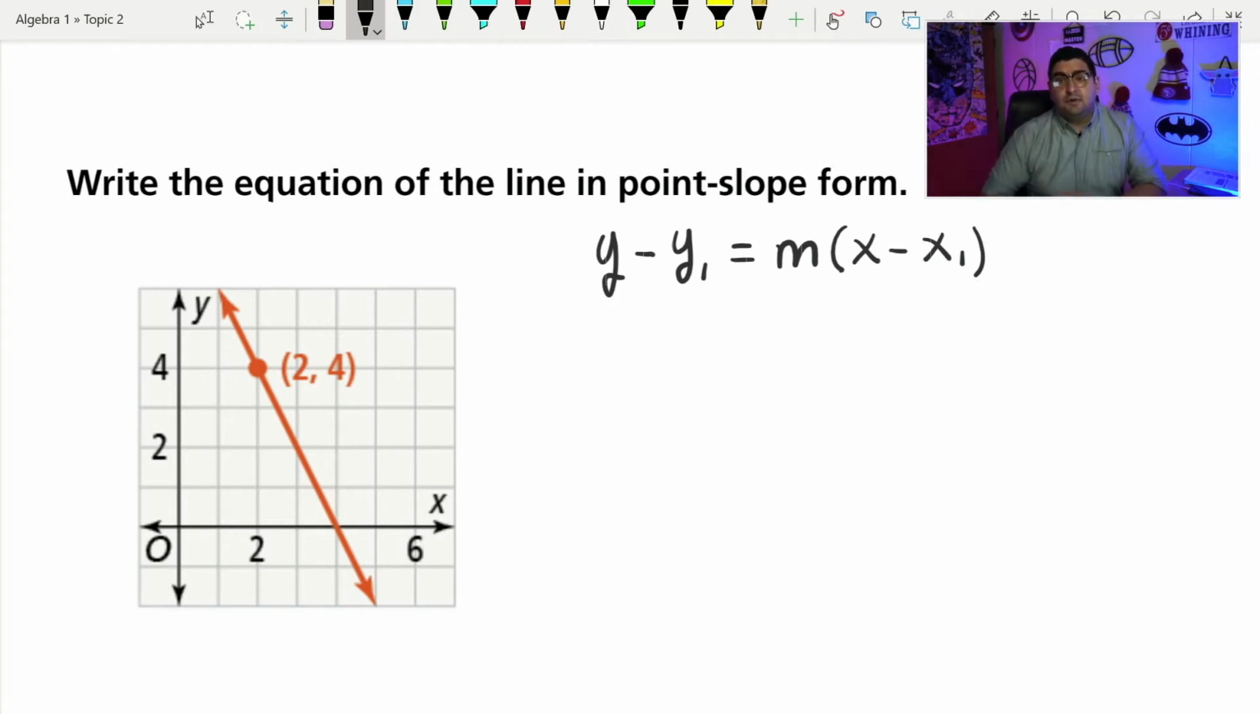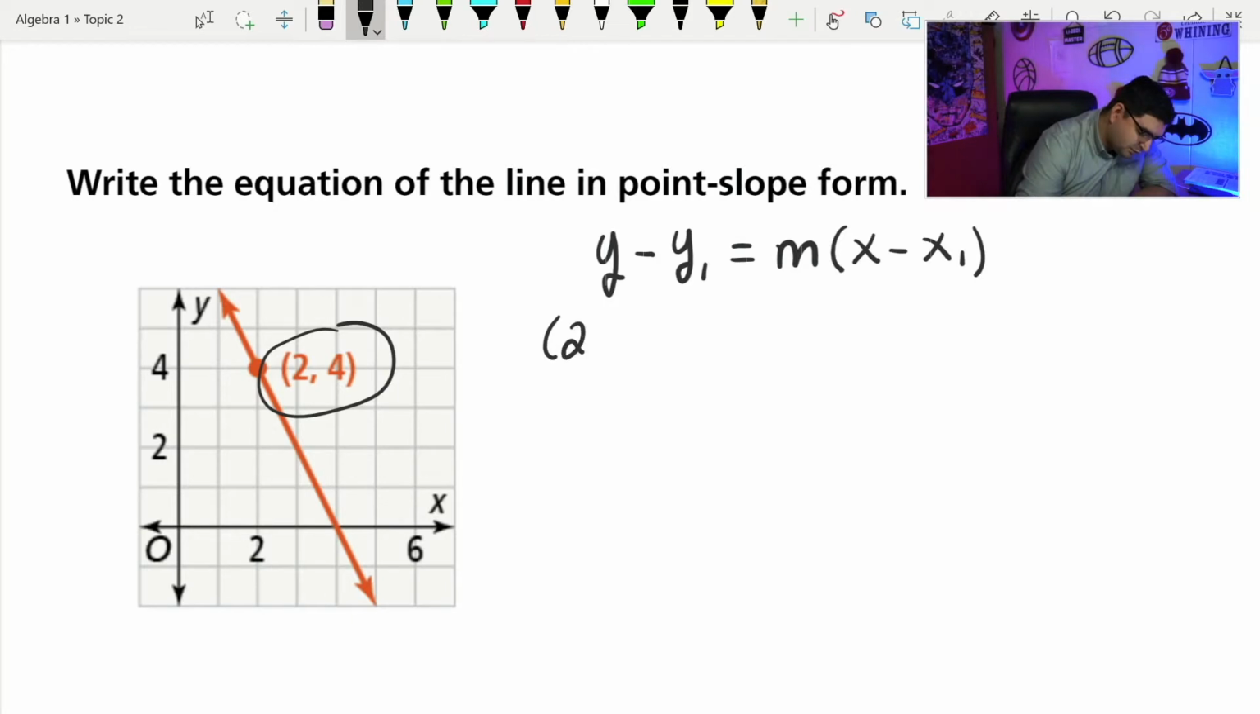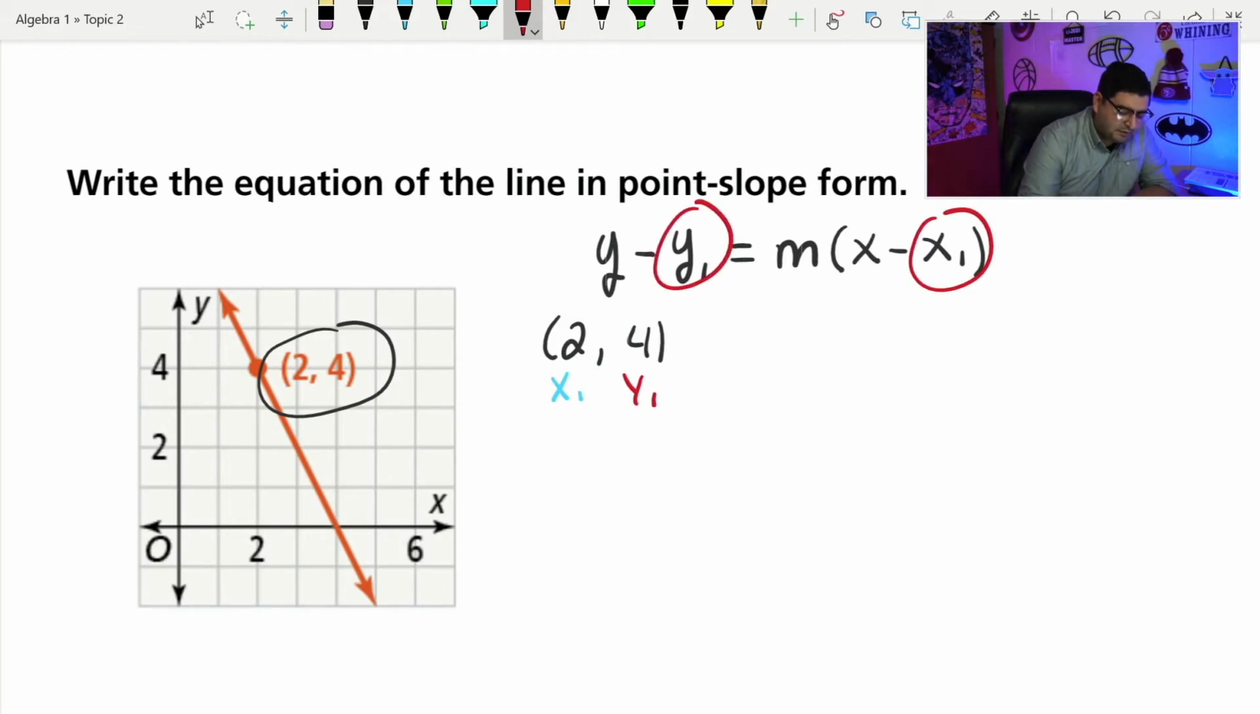So we're looking for one point and we're looking for the slope. Well, I can actually use this point. They've already labeled a point for me, so why not just use that one? If I choose the point (2, 4), they are telling me that x1 is 2 and y1 is 4. So there I have my x1 and my y1 that I need for my formula.